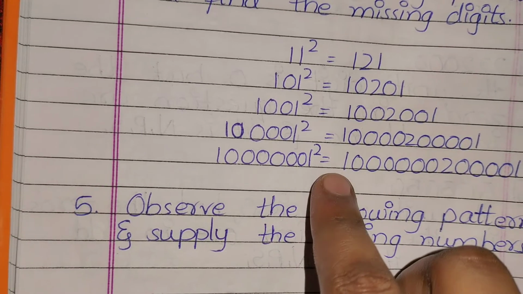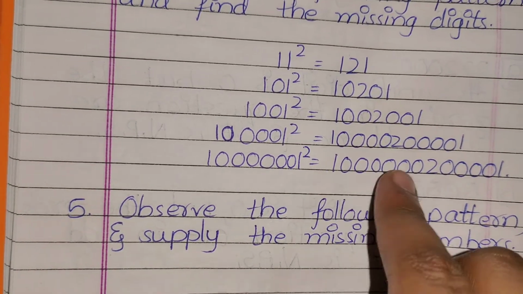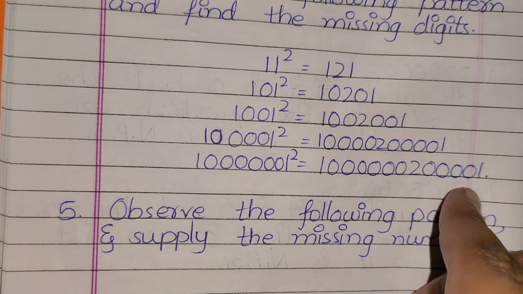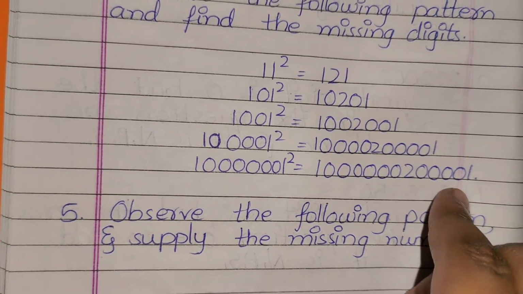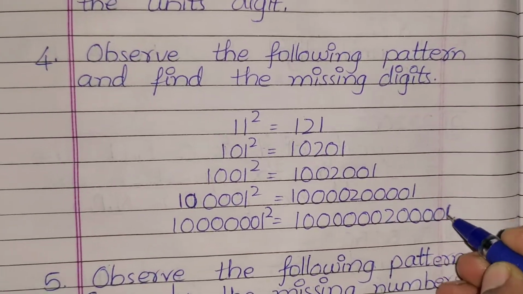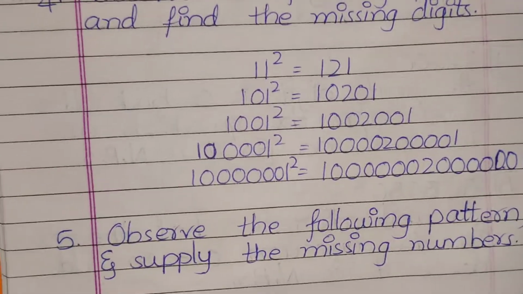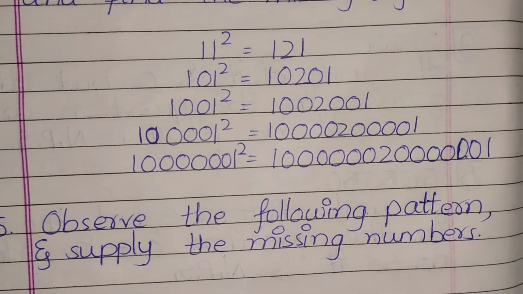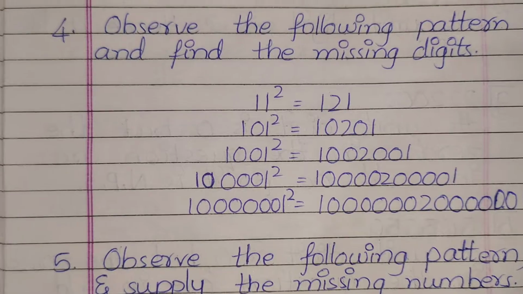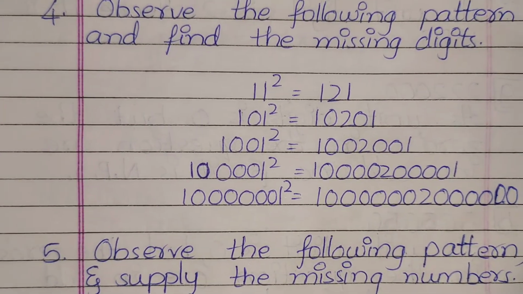The same over here. You will write 1, then 6 zeros. Again you write 2, and again 6 zeros. Sorry, here I have written it wrong. Let me correct it. Again you will write 6 zeros and you will write 1 at the last. I hope this part is clearly understood to you all.